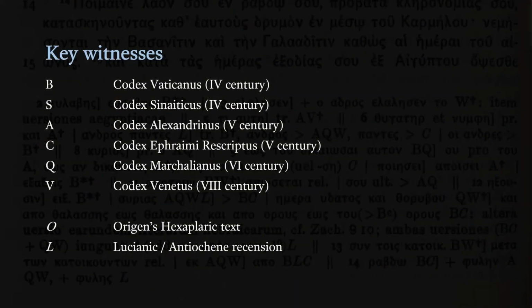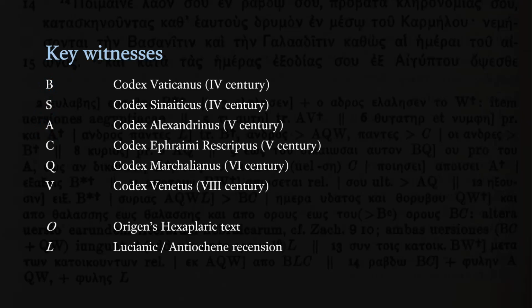Let's begin by taking a look at the main witnesses or manuscripts, although it's not limited to just manuscripts, that went into producing this edition. I covered this last time, but the big three that Rahlfs used are B, S, and A. Now, those don't show up across all the books, because some of the books of the Bible may not be in some of these manuscripts.